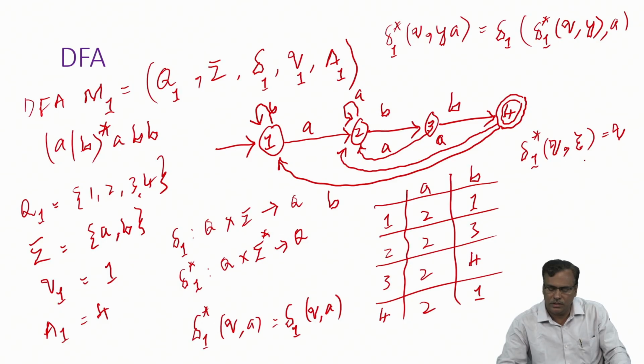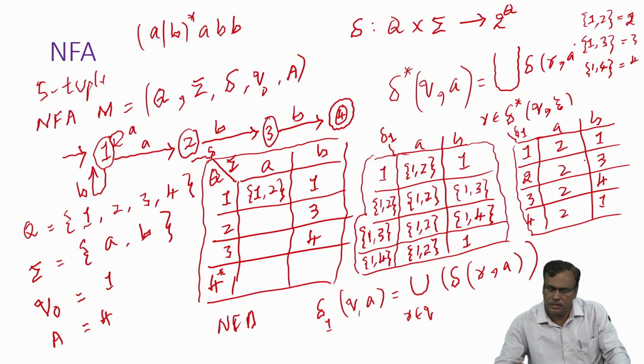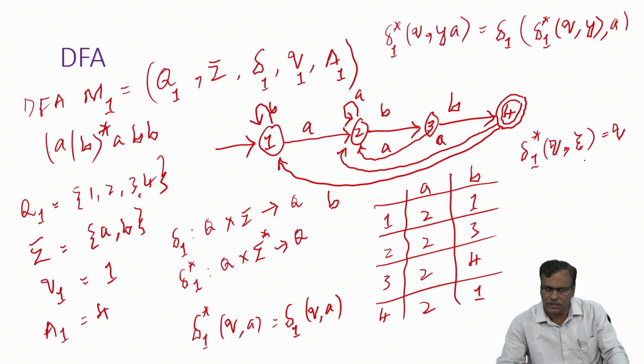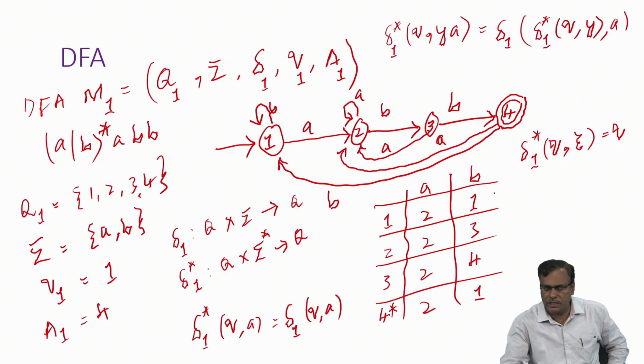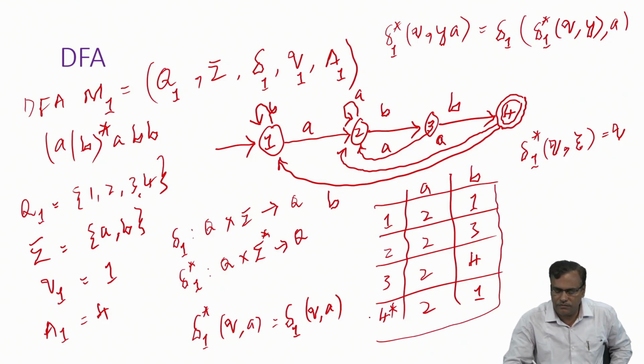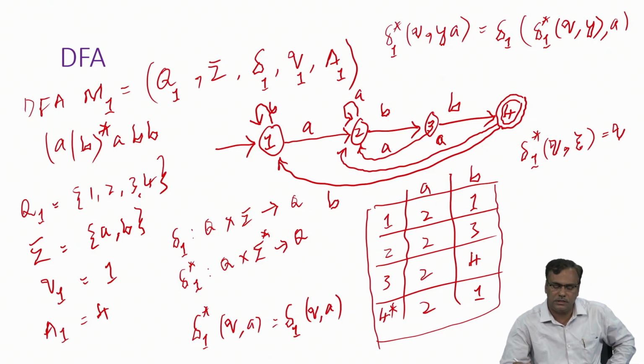For 1, 2, 1, you can verify the entries. So states are 1, 2, 3, 4. Inputs are A, B. In the column A you have only 2, and in the column B you have 1, 3, 4, 1. You can verify that. So this is the DFA. This is how you are going to make a conversion from NFA to DFA.